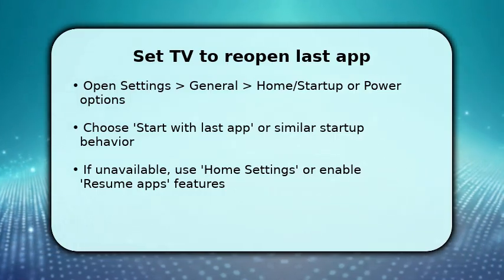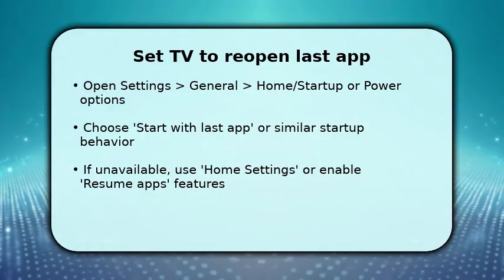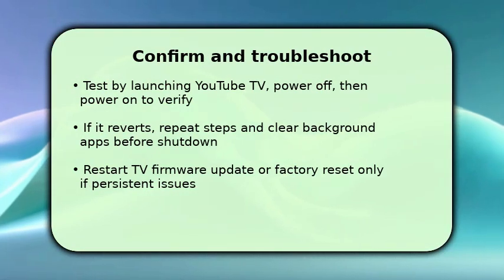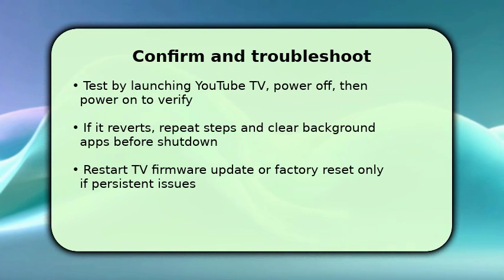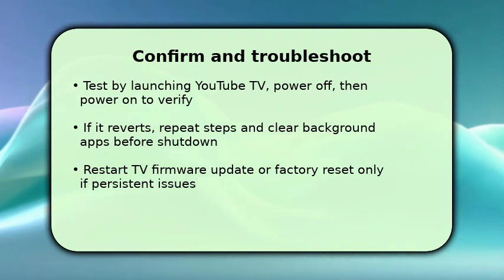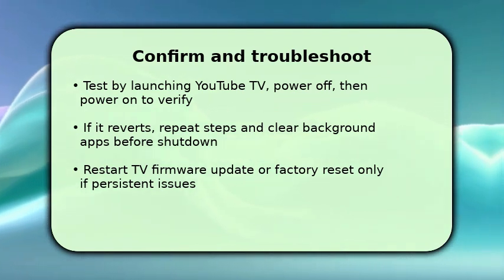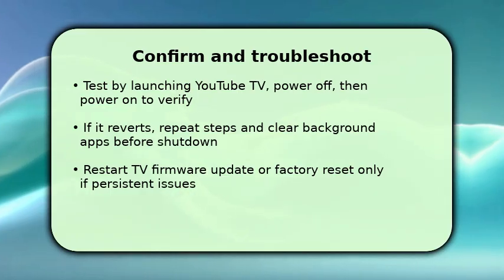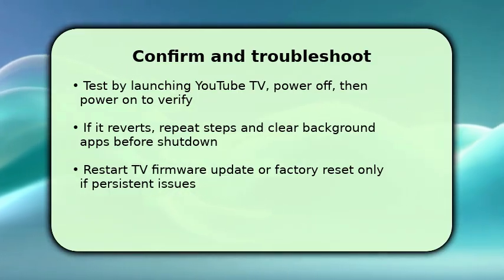Finally, verify the change. Open YouTube TV, then power off using the remote and power it back on. If YouTube TV returns, you're done. If it doesn't, make sure no other app was active and repeat the process. Update firmware and close background apps before shutdown.